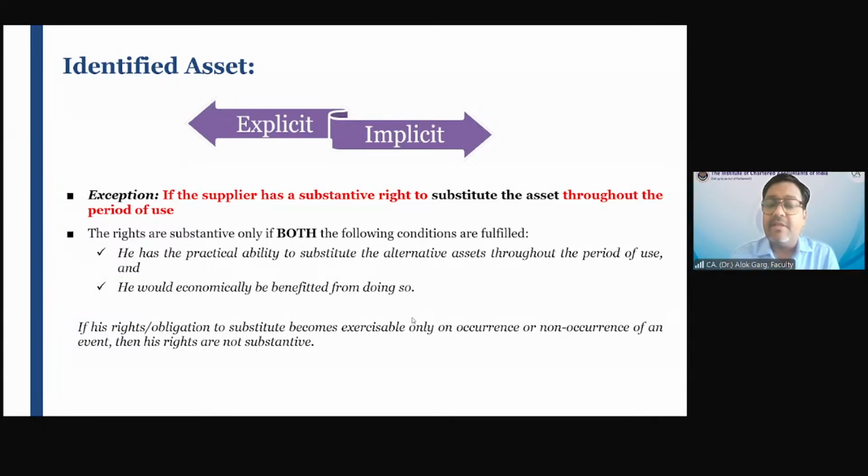So friends, number one, the asset has to be explicitly or implicitly stated in the contract. Number two, the lessor does not have a substantive right to substitute the asset. And friends, in Ind AS 116, you will find the words supplier or customer, right? So don't get digressed with the words supplier or customer. What is meant by supplier in the context of 116?